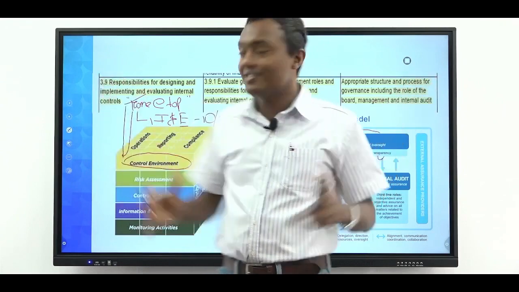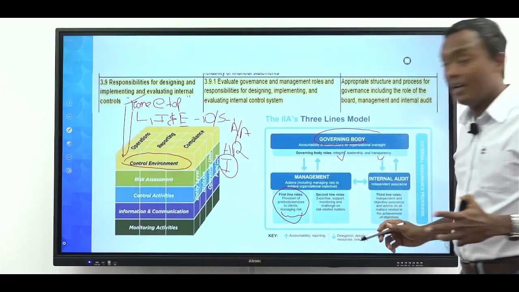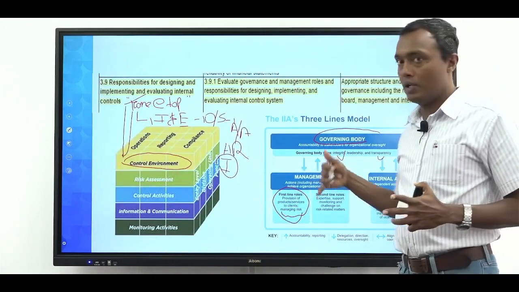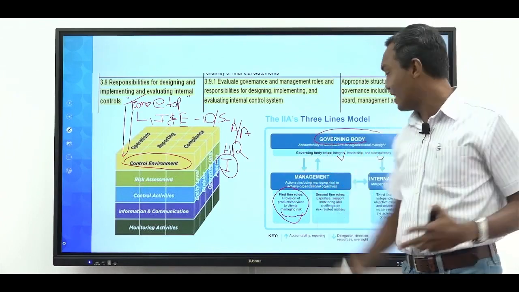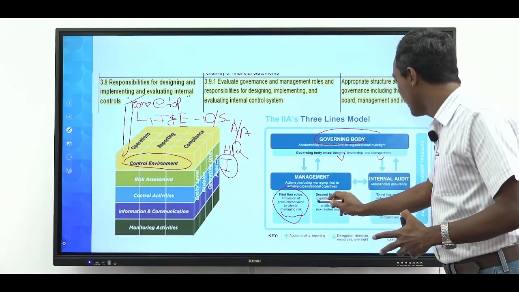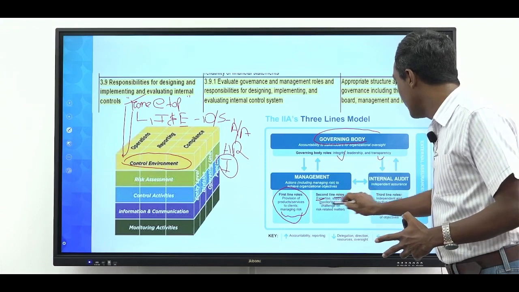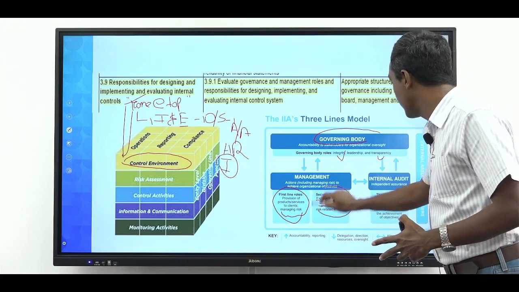So management has their own oversight function. And if there is a difficulty, they will explain, okay, this is not right, this is the way it has to be done. So they give the expertise, support, they monitor, they challenge any risks as the second line.